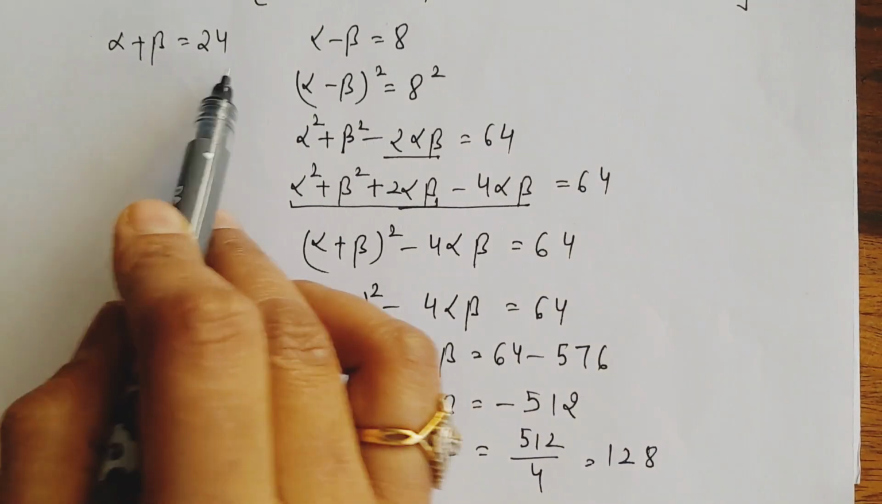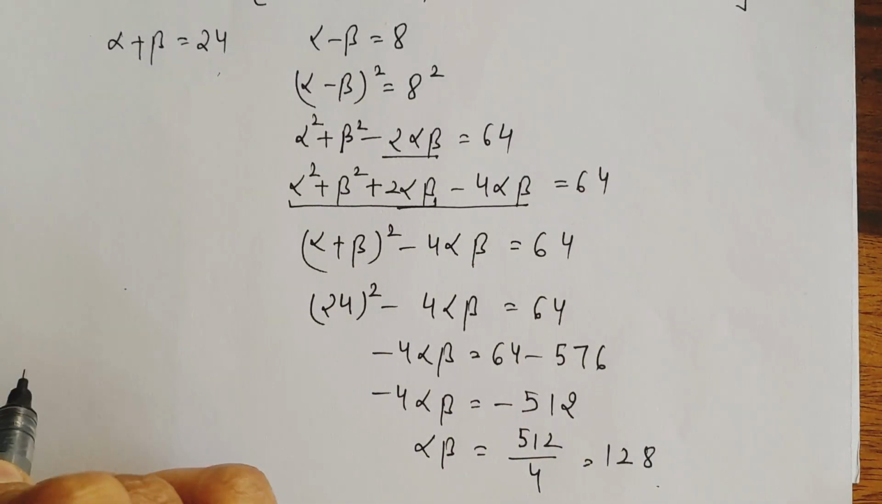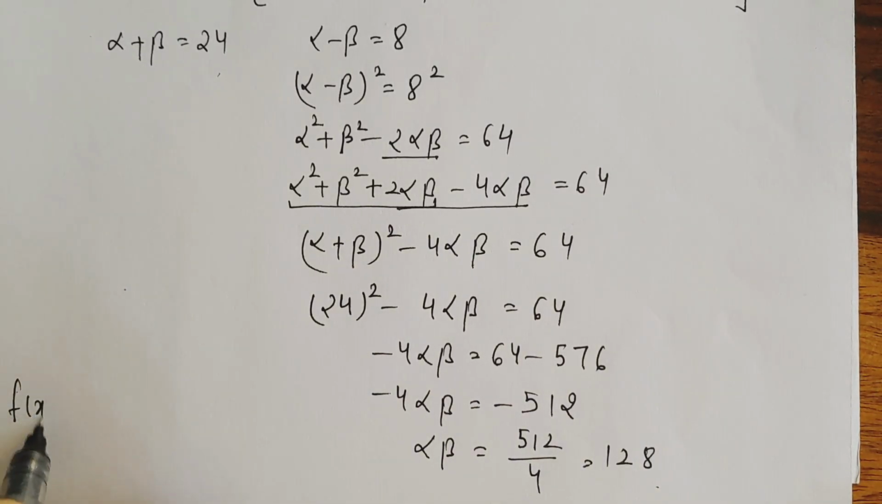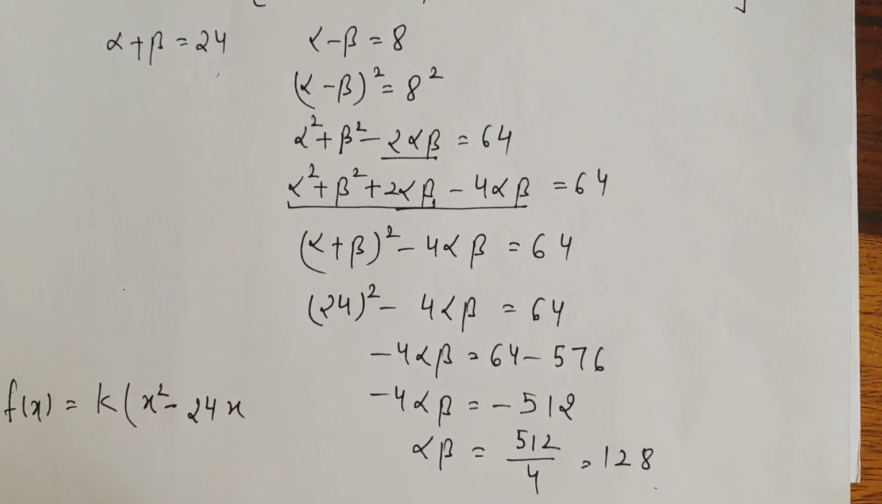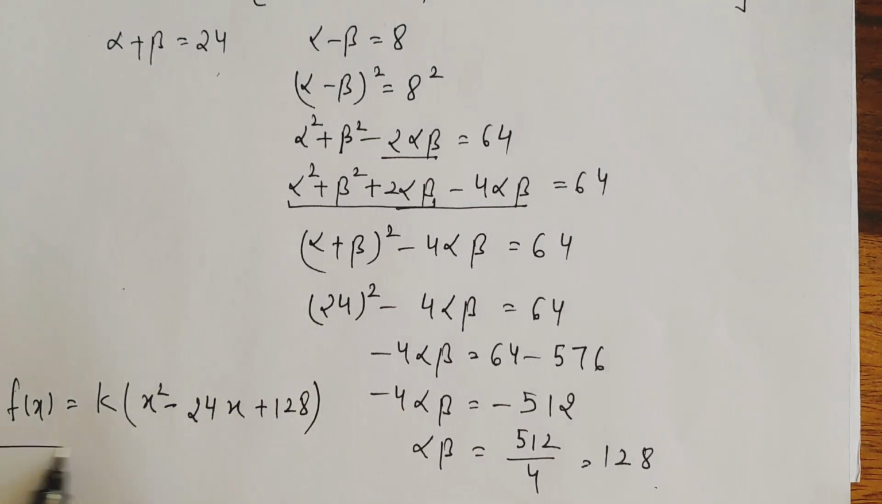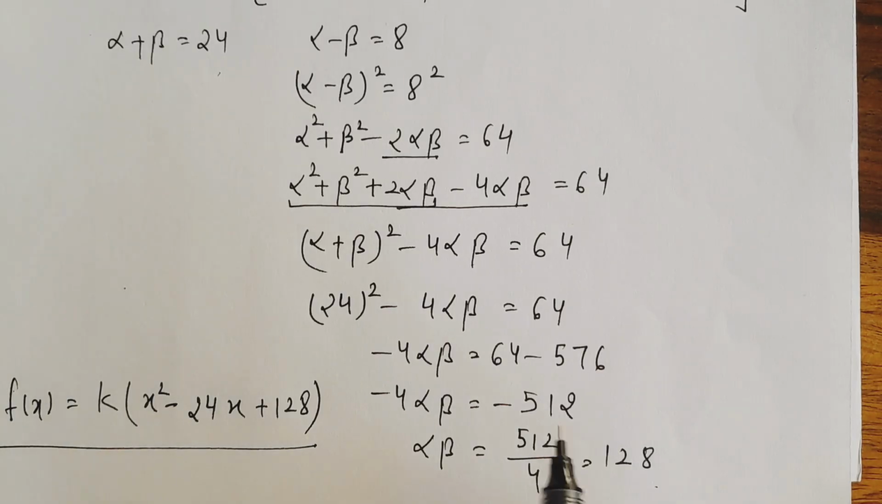So we will formulate now the polynomial. Sum of zeros is 24, product of zeros is 128. So polynomial will be f of x is equal to k x square minus sum of zeros, 24, into x plus product of zeros, 128. So this is our required polynomial whose roots are alpha and beta.